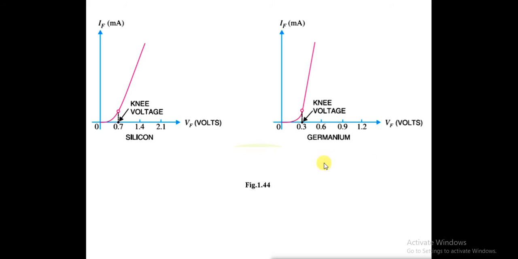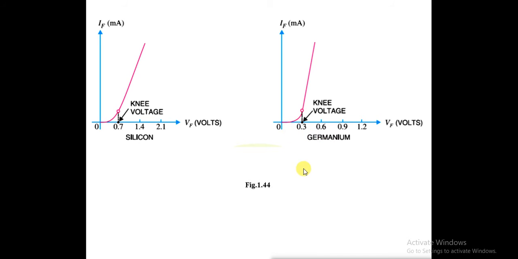Here it is seen that the forward current will flow in silicon after the knee voltage of 0.7 volts, and in germanium the forward current will flow after the knee voltage of 0.3 volts.